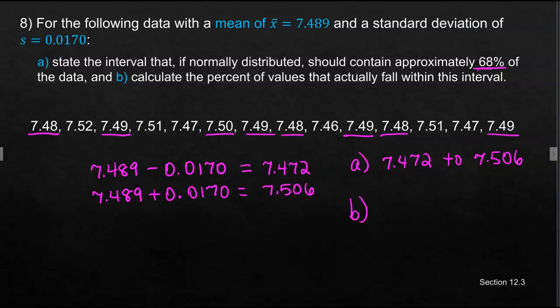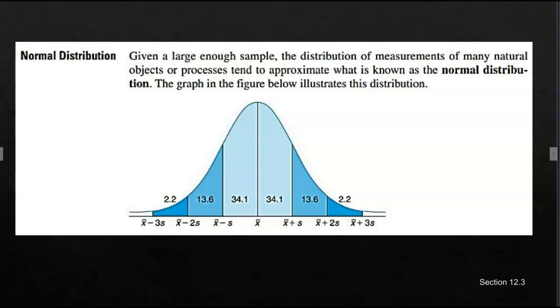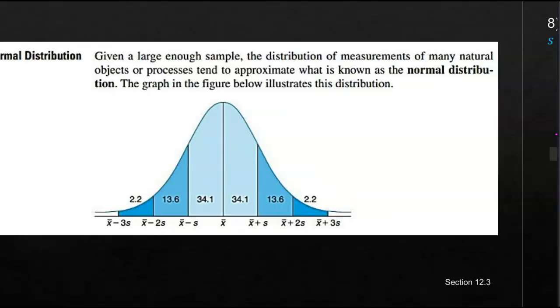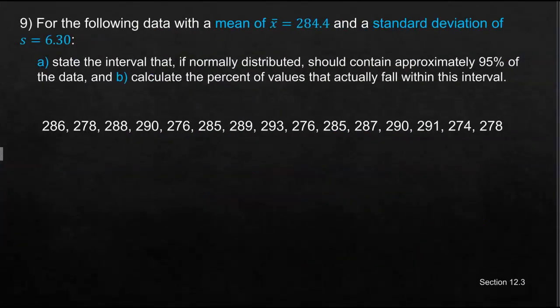Part B is going to be that 8 out of 14 fall in this range, and that turns out to be about 57%. Right, we're going to divide this and then multiply it by 100. And that's where that came from. So 57%, the normal distribution says about 68% is going to fall in that range. But remember, this is not a real big set of data. The bigger the set, the more accurate that gets, usually.